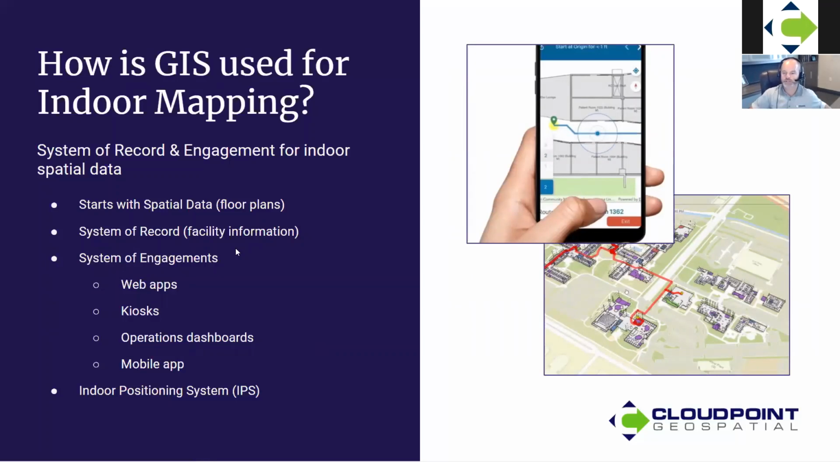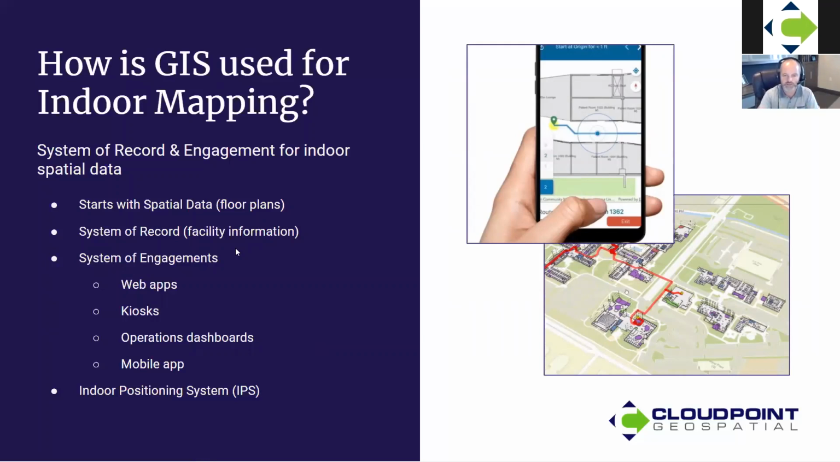So how is GIS used for indoor mapping? For those who are not familiar with GIS, Geographic Information Systems has traditionally been used looking down from the 10,000 foot level for mapping citywide, countywide projects. Now we're taking it down to the floor level.